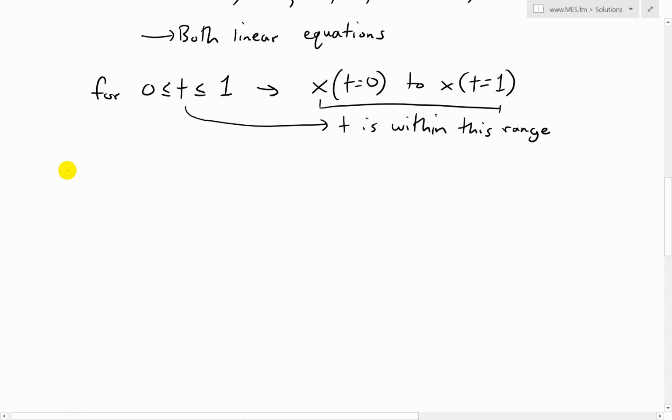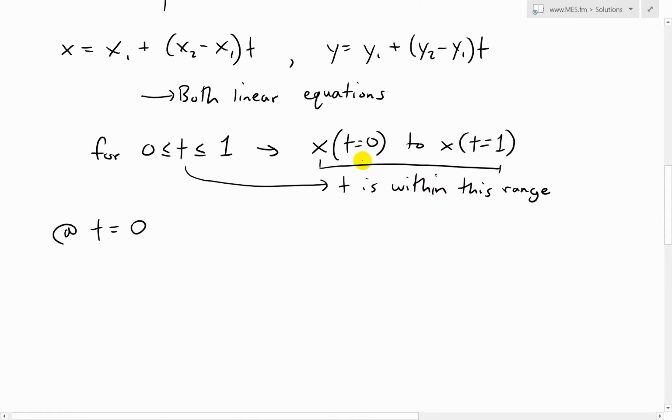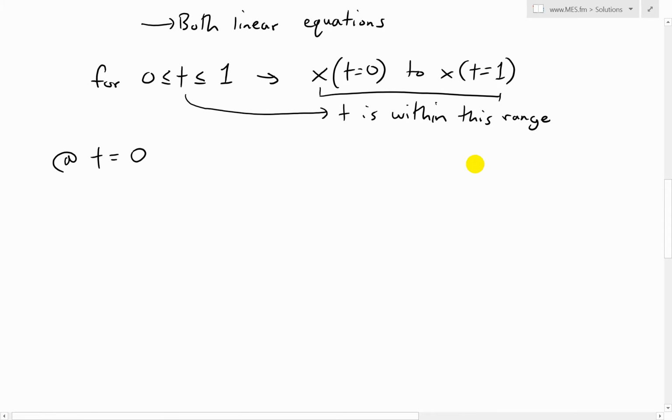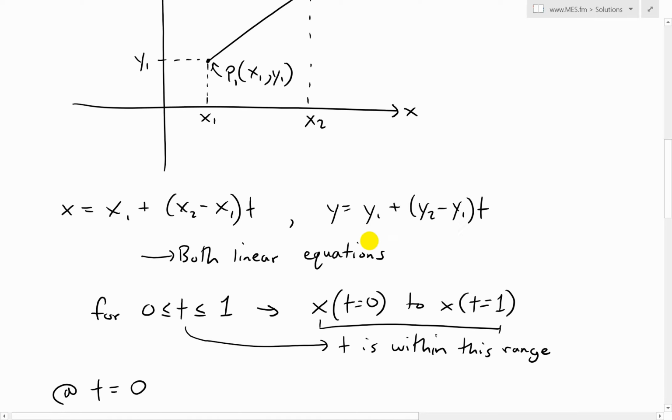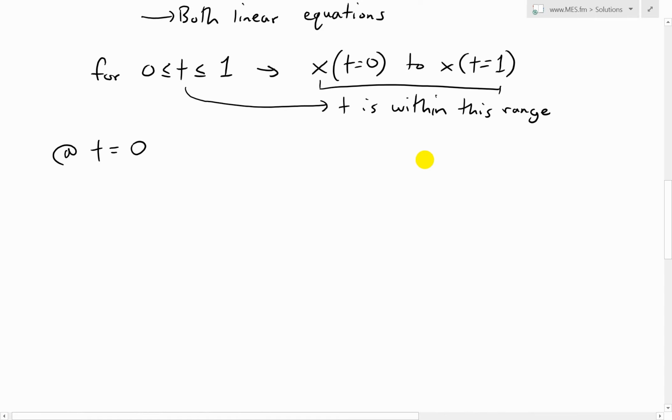So what we have to do is look at t equals 0. If x2 is greater than x1, then x of 0 must be less than x of 1. But in general, it doesn't have to be. This is just a specific example, but it could work for anything else.